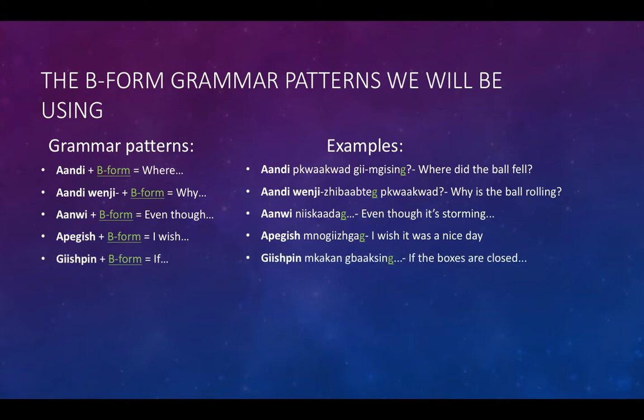Next example, Gishbin plus B-form equals if. So our example is Gishbin mkakan kaboxing, which means if the boxes are closed. So we're starting off with Gishbin first. Then you can use your noun if you like, or you can go straight to the verb. And then in our verb, we have gaboxin, it is closed, followed by its B-form inflection, G added at the end, the G suffix.